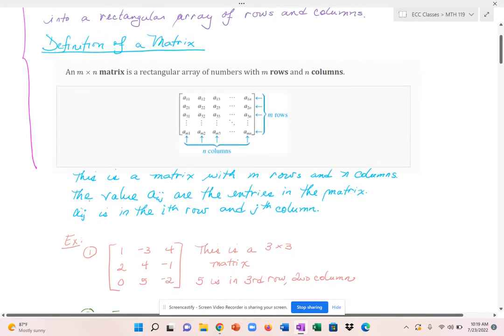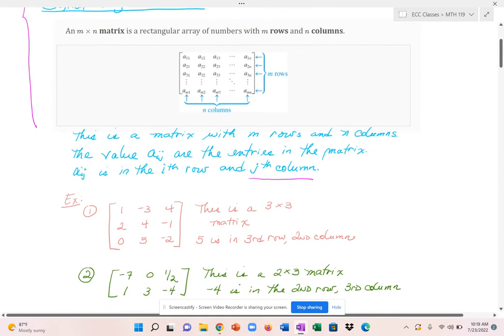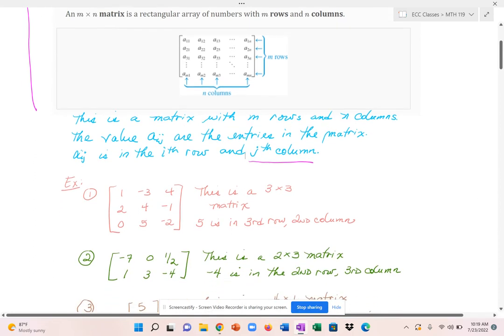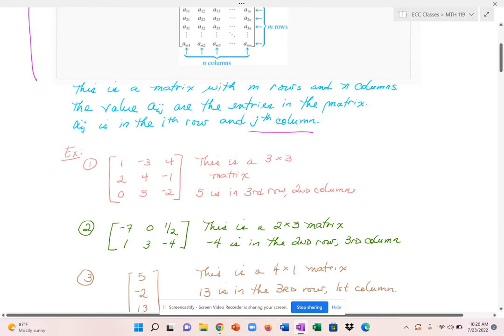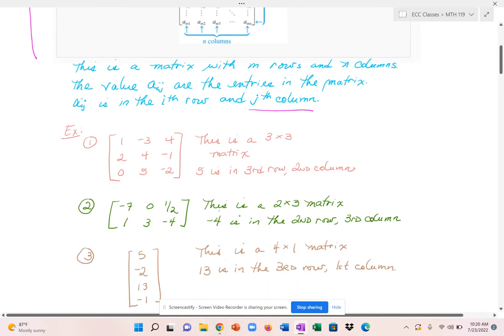So if I said a sub ij, that would be the element in the ith row, jth column. So here's an example of a 3 by 3 matrix. The number 5 is in the third row, second column. The second one is a 2 by 3 matrix. It's got 2 rows, 3 columns. This number, -4, is in the second row, third column.